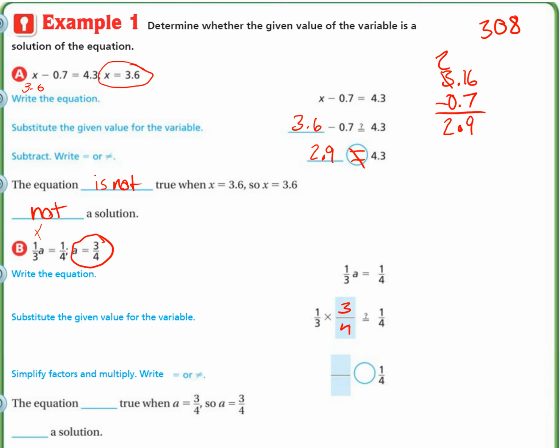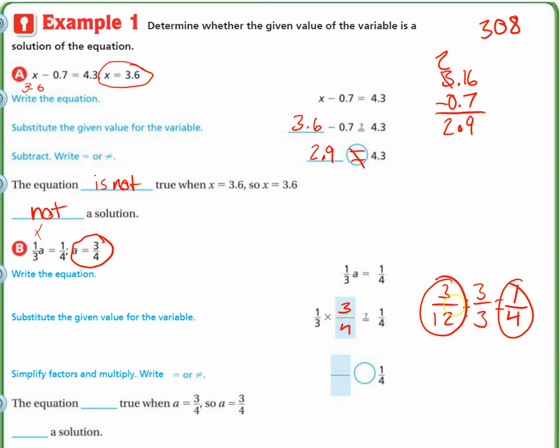And then we do need to simplify, though, because it is not in simplest form. So 1 times 3 is 3. 3 times 4 is 12. But I need to simplify. 3 can go into both. 3 divided by 3 is 1. And 3 goes into 12 4 times. So 3/12 is equivalent to 1/4.